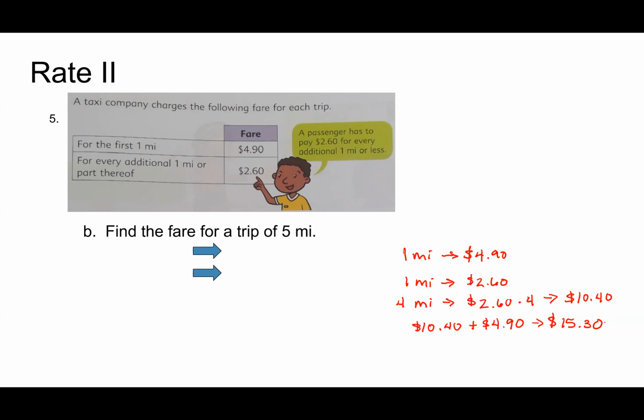Okay, it says to find the fare for a trip of 7.5 miles. I can keep that $4.90 per mile, but now I just wanna, how many miles do I have left to pay for at $2.60? If I'm going 7 miles.